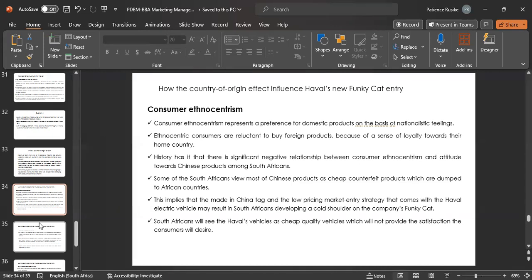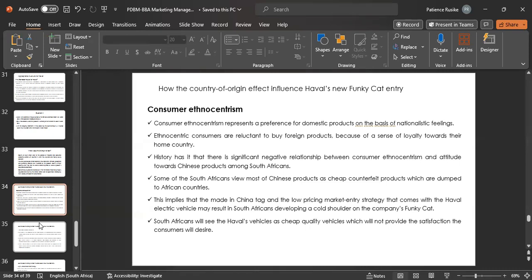But if we are taking it from a customer perspective, let's define it from a consumer perspective. We are saying consumer ethnocentrism represents a preference for domestic products on the basis of nationalistic feelings. What we are simply saying is that people believe that their own products are the best. We can't buy it anywhere else because it is South Africa that does it best. So that's ethnocentrism. You cannot accept any other product besides the one that you produce locally. So we're saying that ethnocentric consumers are reluctant to buy foreign products because of a sense of loyalty towards their home country.